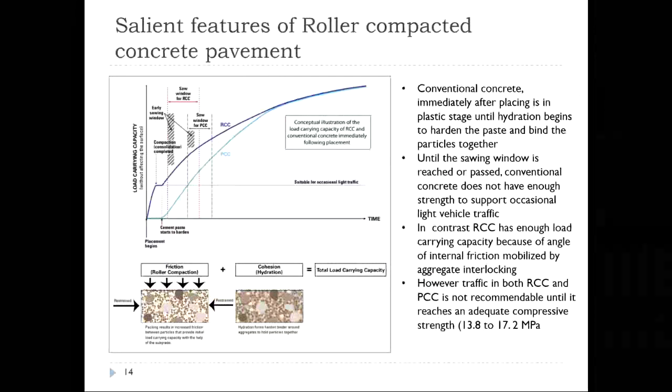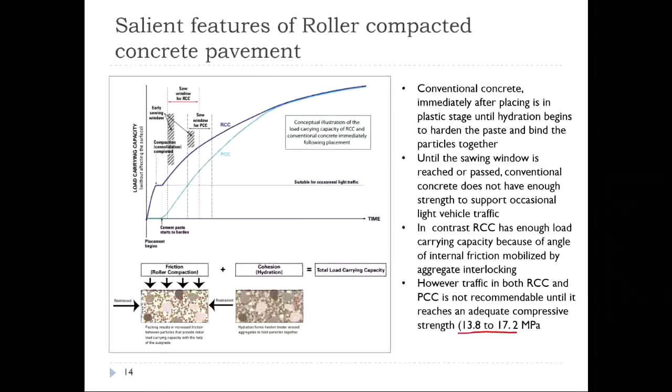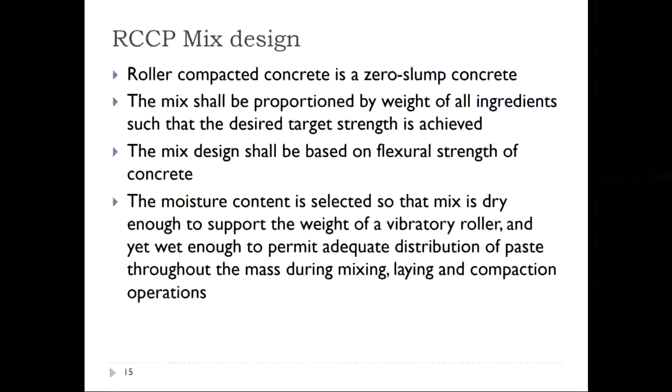However, in terms of strength, you don't recommend any traffic movements even for roller compacted concrete pavements and even for PCC until the mix achieves an adequate strength of nearly 13.8 to 17.2 megapascals. But this is achieved earlier in the case of roller compacted concrete mixes. So these points we have discussed. This is basically a zero slump concrete pavement.